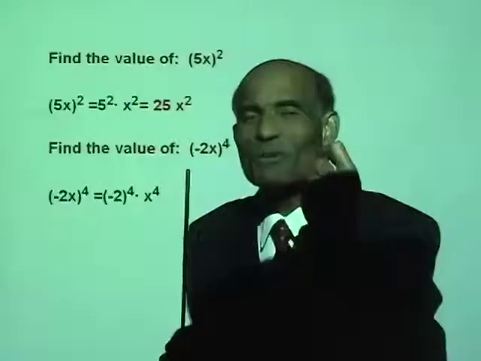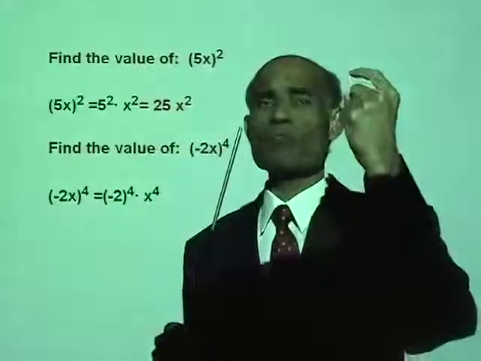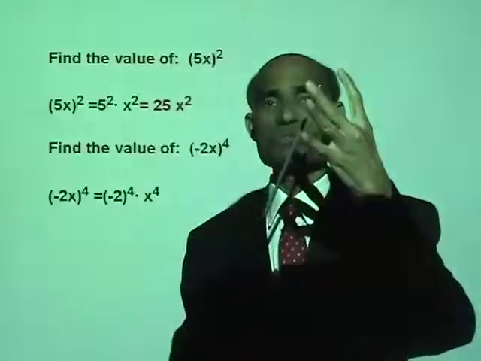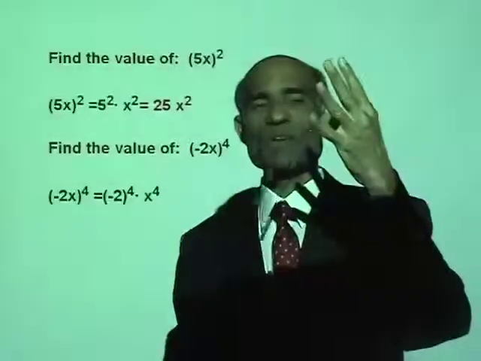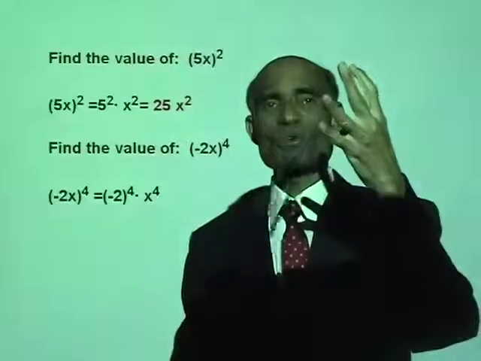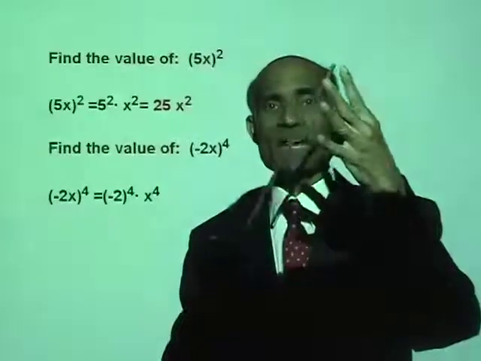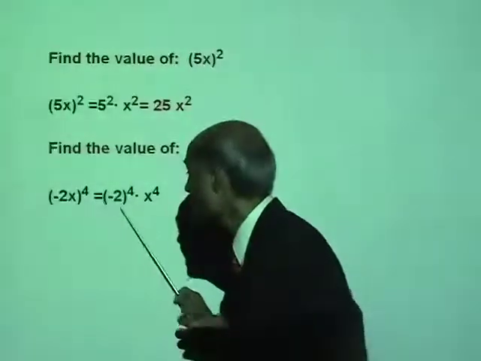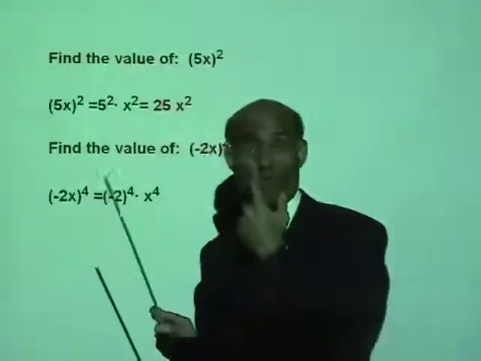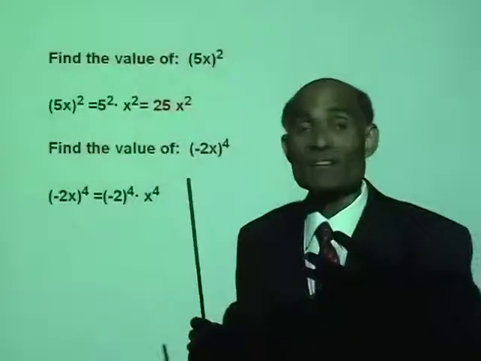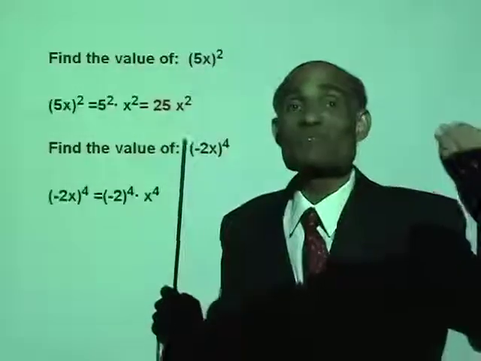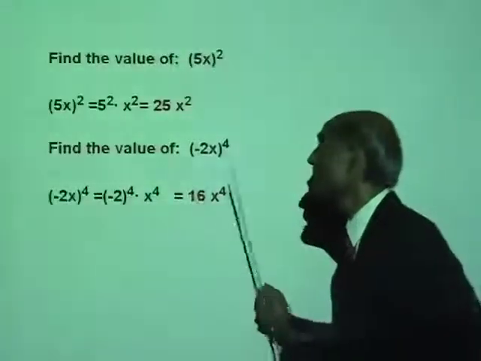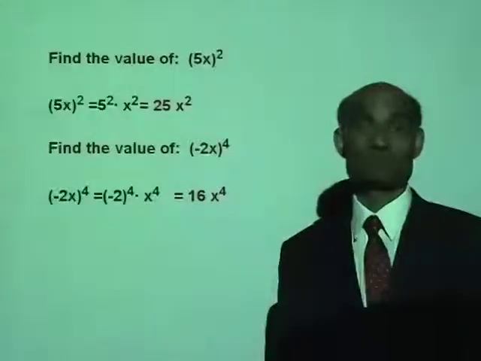Alright, what is the value of 2 raised to the power of 4? 2 times 2 times 2 times 2. What is the value of that? 2 times 2 is 4. 4 times 2 is 8. 8 times 2 is 16. So, negative 2 raised to the power of 4 is 16, the same as 2 raised to the power of 4 is 16. So that will be 16x to the power of 4.